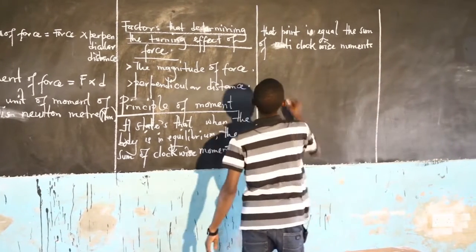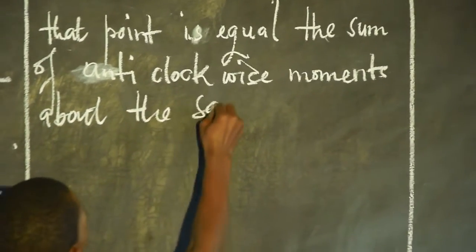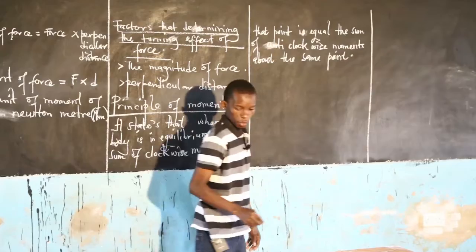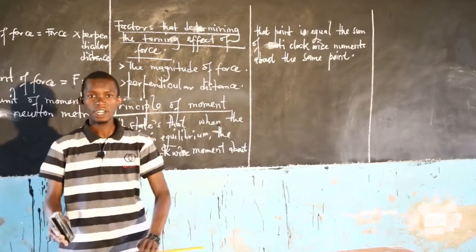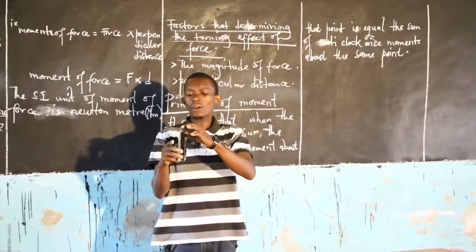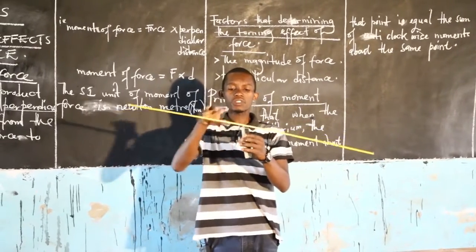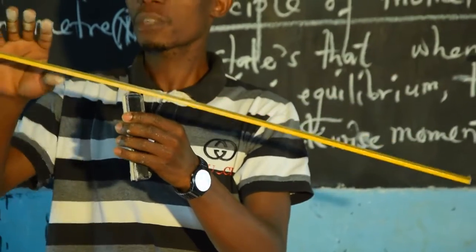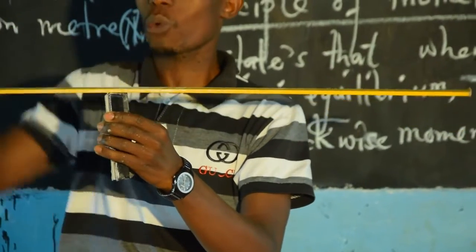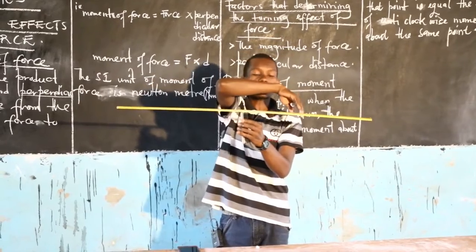Anti-clockwise moments about the same point. Now, you should get to know that when you talk about the sum, there is this point. Now this one is going to act as our turning point. If we press a ruler like this, and the ruler is not balancing, it is moving in that form. There is what we call clockwise and anti-clockwise. The sum of clockwise moments is equal to the sum of anti-clockwise moments.